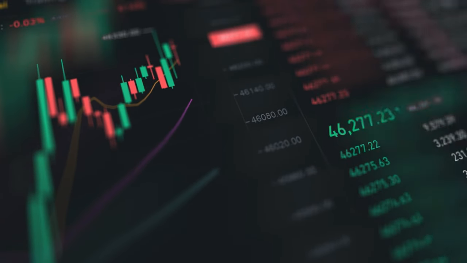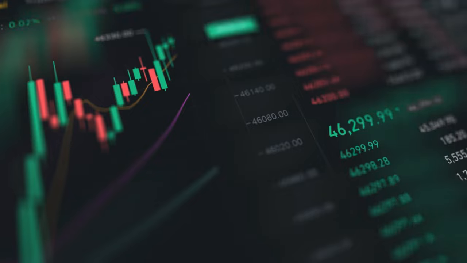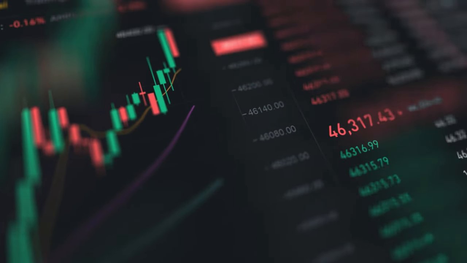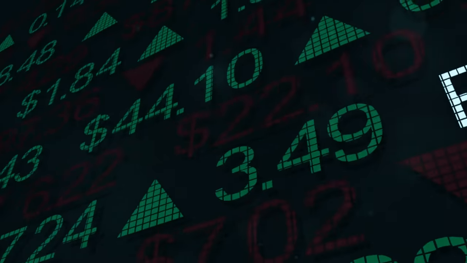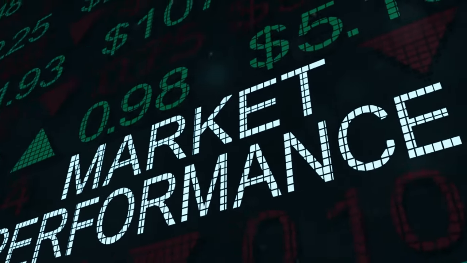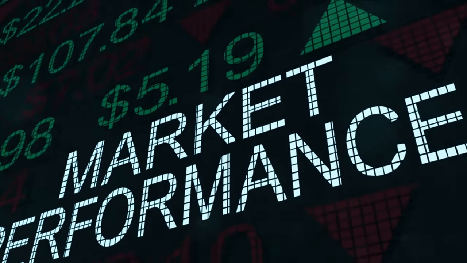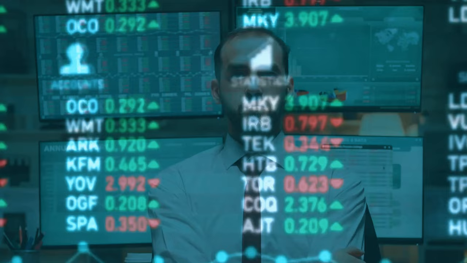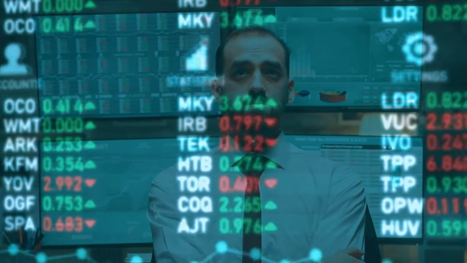Let's dive in. AI-driven algorithmic trading sounds complex, but it's actually quite simple. So what is it exactly? Picture an ultra-smart computer system that can analyze market trends, predict stock movements, and execute trades all at lightning-fast speeds. This, in essence, is AI-driven algorithmic trading.